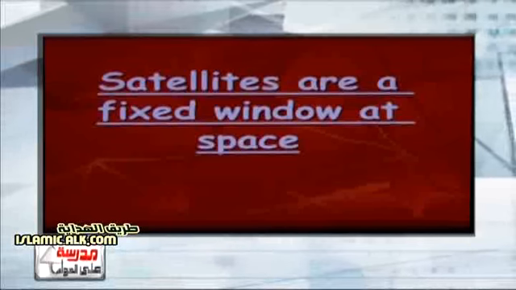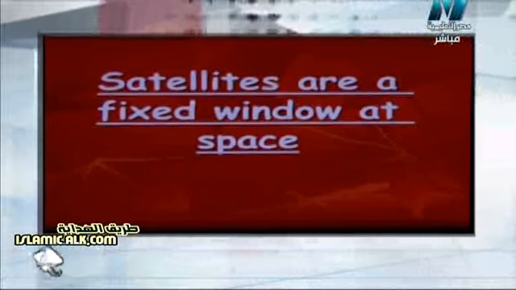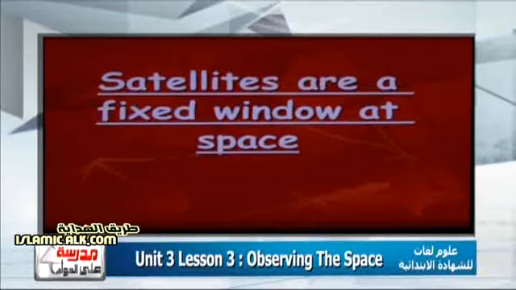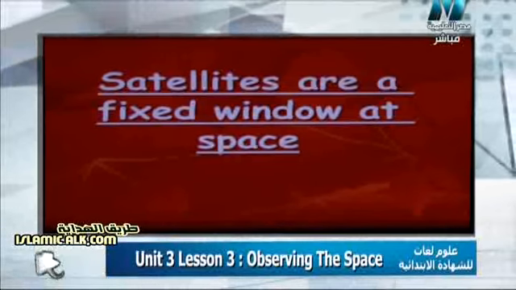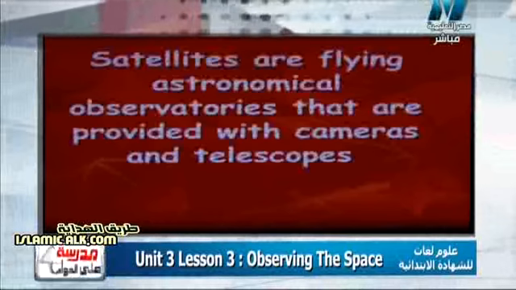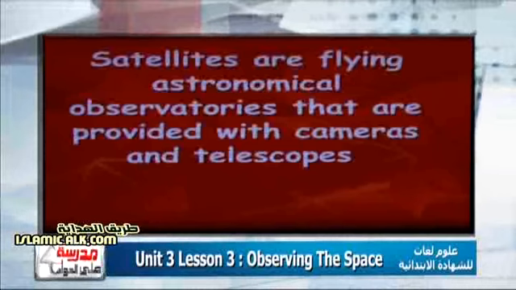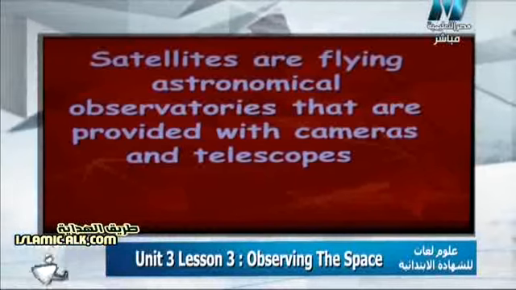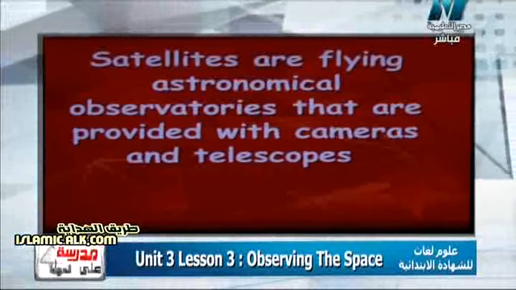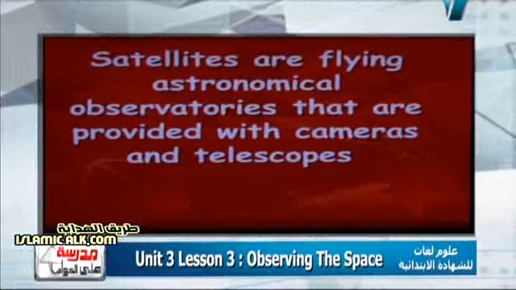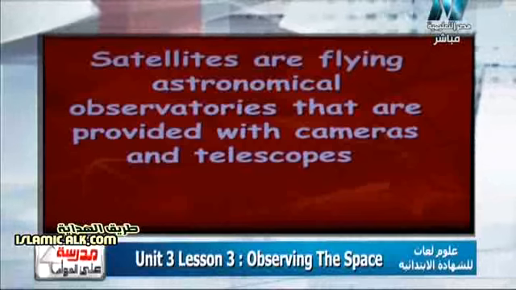So what is meant by a satellite? We can have a definition or a description. ممكن نعمل وصف للساتلايت. We can say that satellites are fixed windows at space. هي نوافذ مثبتة على الفضاء بتتيح لنا إن احنا نستكشف فضاء من خلالها. Satellites are flying astronomical observatories that are provided with cameras and telescopes. satellites ممكن نسميها مرصد فضاء طائر بيمدنا بالصور عن طريق الكاميرات او التلسكوبات المثبته جواه.